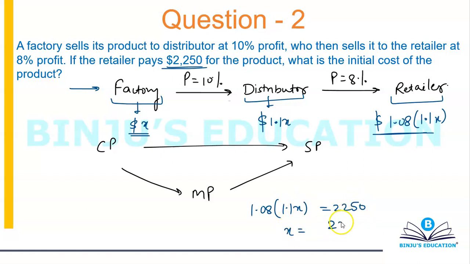So x is 2250 divided by 1.08 into 1.1. That's it, and that's your answer. You can calculate that with the help of a calculator. So 2250 divided by 1.1 and then further divide by 1.08, that will come out to be somewhere around $1900. That will be our answer.